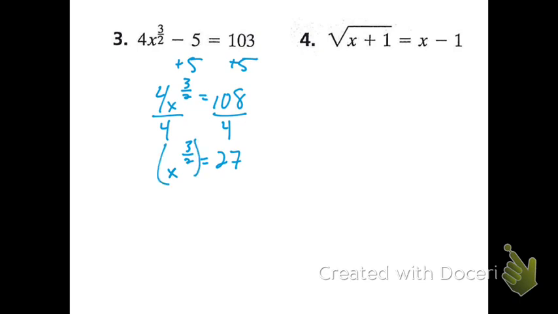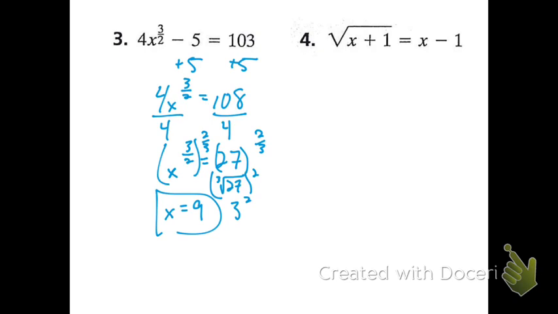We take each side to the 2/3 power. What do I end up with? I get x is equal to, well, this is the 3rd root of 27, squared. Well, the 3rd root of 27 is 3. 3 squared is 9. So x equals 9. And that's going to be my solution there.